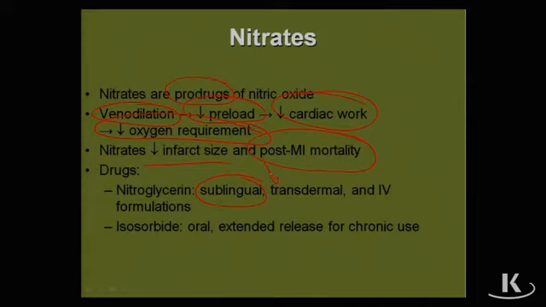Within our hospitals, as part of our acute chest syndrome protocols, IV formulations of the drugs are available, and it is with the IV nitroglycerin that we can see decrease in infarct size and post-MI mortality. Isosorbide is a formulation of a nitrate that is for extended and slow release of that nitrate, so for chronic usage. Nitroglycerin is more likely used when needed, when there is an anginal attack.